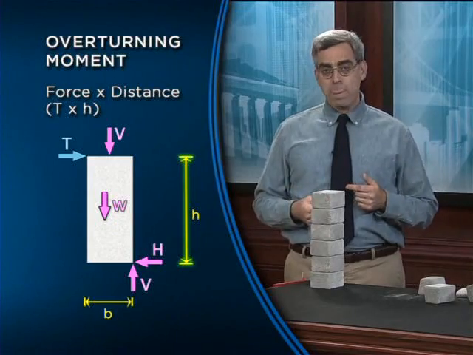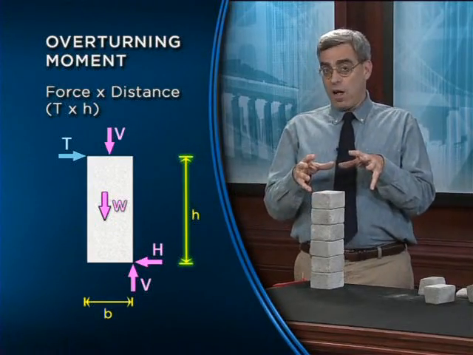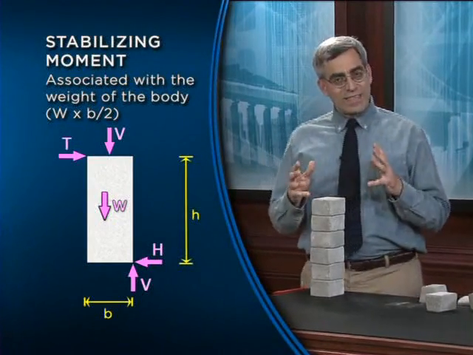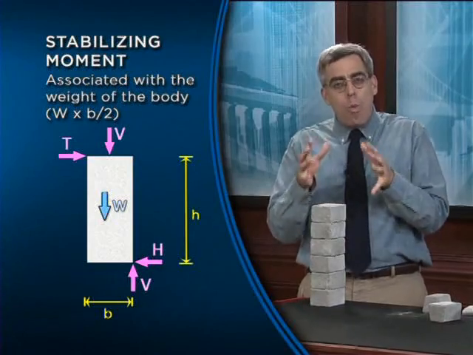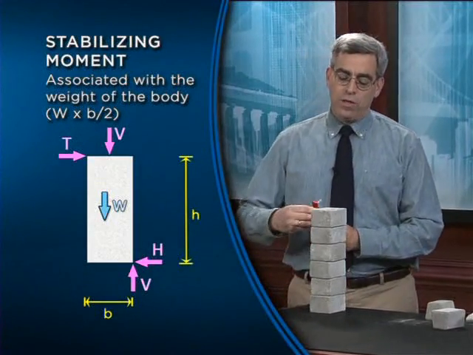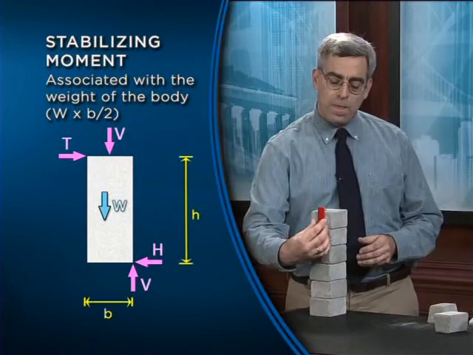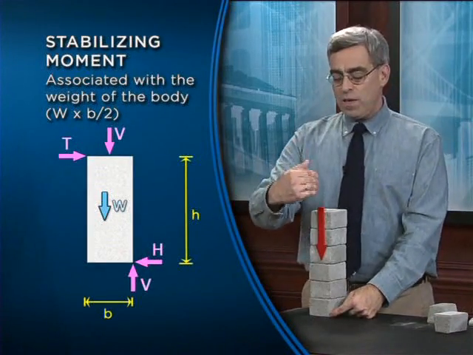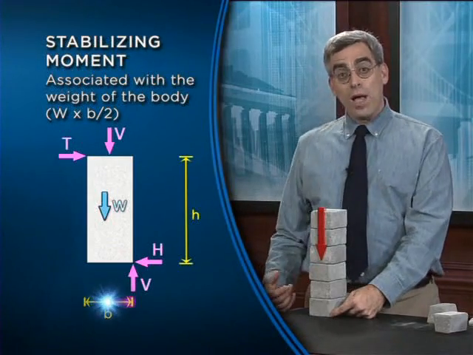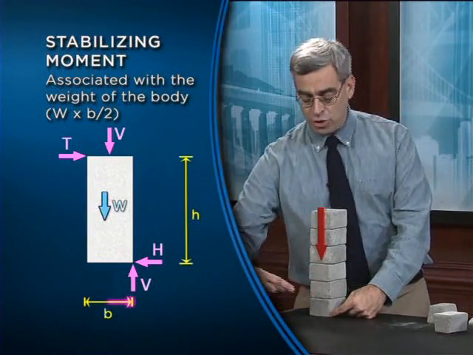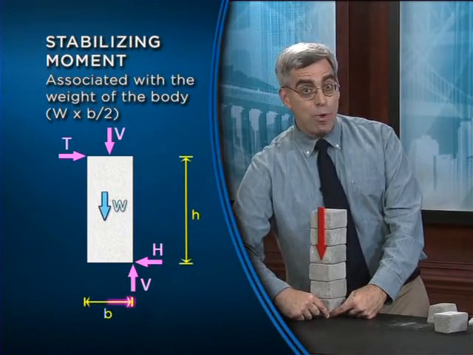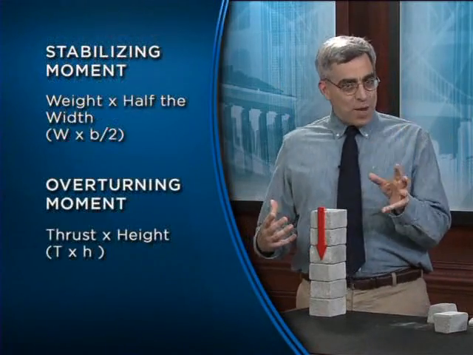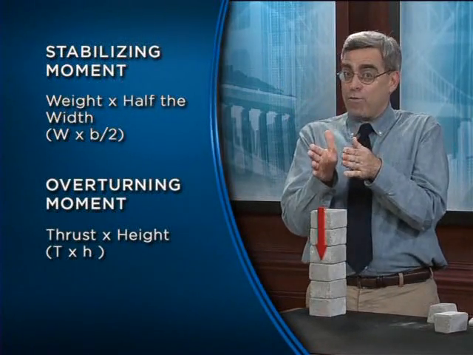There's another moment acting on the column, though, and that's a stabilizing moment, one that's preventing it from overturning. That stabilizing moment is associated with the weight of the body, which I'll represent by simply placing a force up here. The stabilizing moment, again, about this point, is simply this force, the weight of the body, multiplied by the perpendicular distance from that line of action to the point I'm summing moments about. And that perpendicular distance is just 1/2 of the width of the column. So the stabilizing moment is weight times half of the width.